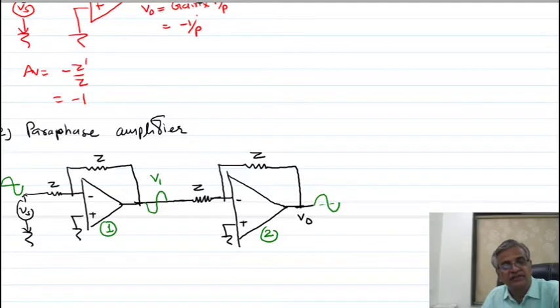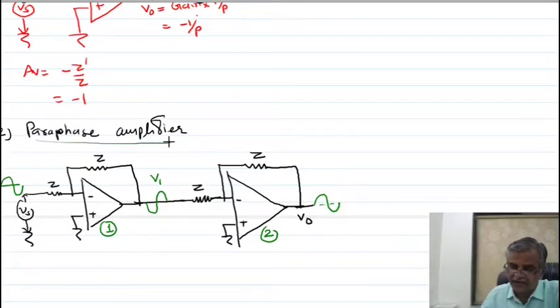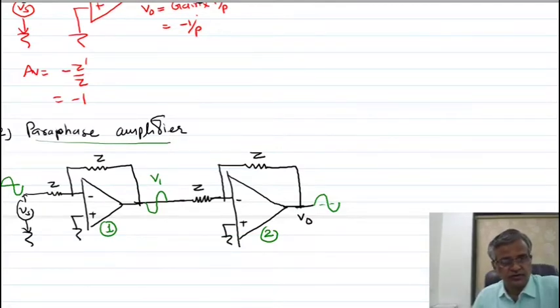Such a cascade arrangement of two inverters is known as a para-phase amplifier. When you connect two inverter circuits in a cascade, such an arrangement is called the para-phase amplifier, in which you get two signals having the same amplitude but 180 degree phase shift with each other.